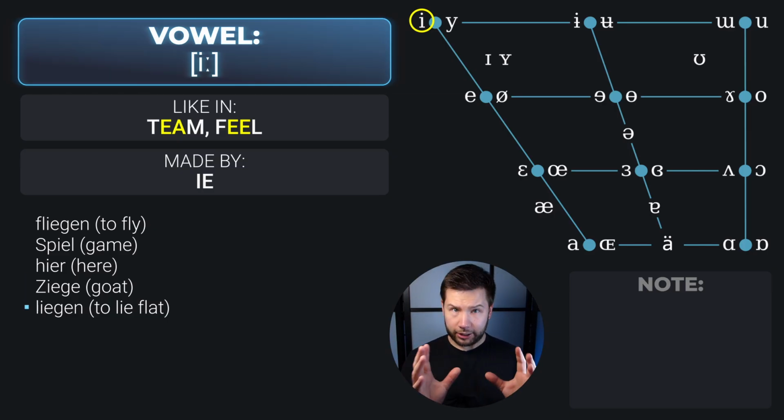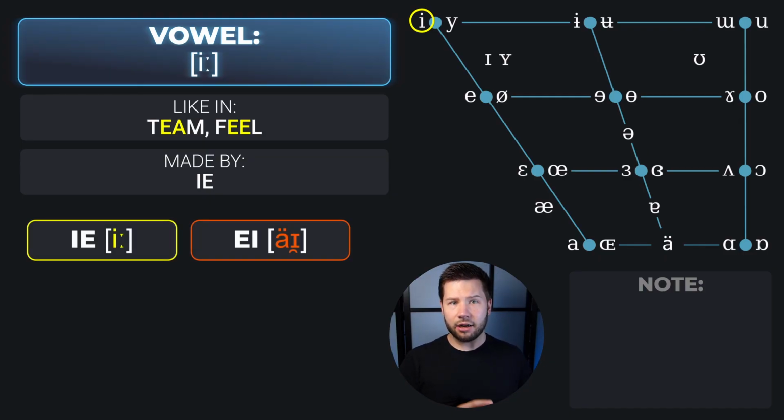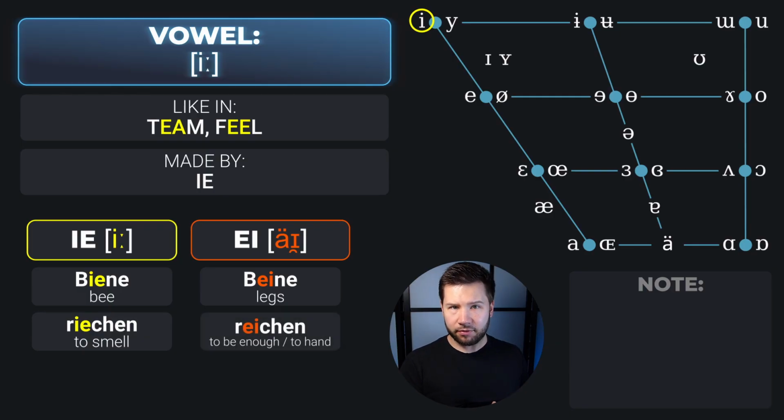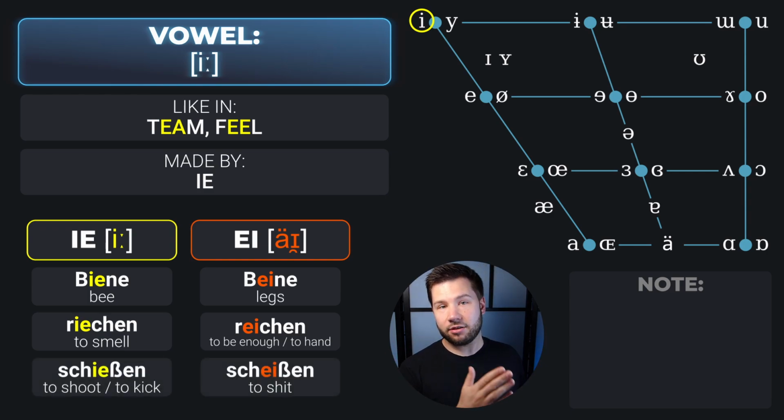However, make sure to pay close attention to the difference between E and I, as there are some pitfalls lurking in the dark. Biene is a bee, but Beine are legs. Riechen is to smell, but reichen is to be enough or to hand somebody something. And of course the classic, schießen is to shoot or to kick, and scheißen is to shit.